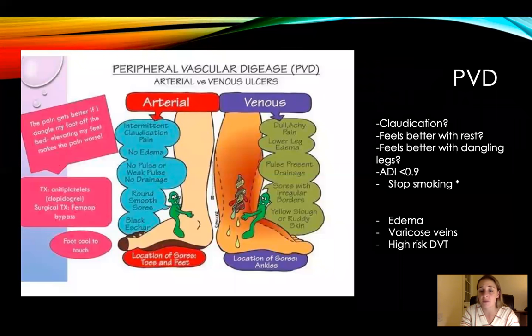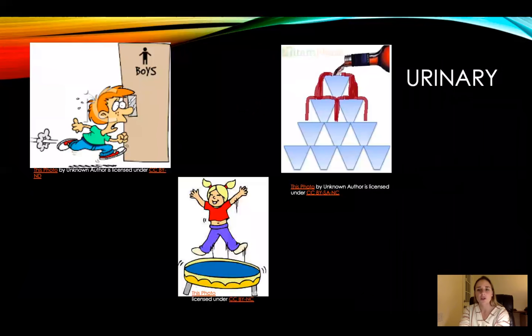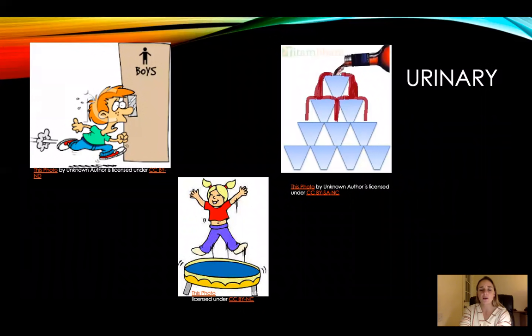We talk about PVD and how to differentiate between arterial and venous in greater detail. We talk about testing. You need to tell patients to stop smoking, hint, hint, asterisk. We talk about urinary problems, like the difference between overflow, stress, and urgency, and who will most likely have which one and why, so you can recognize it.